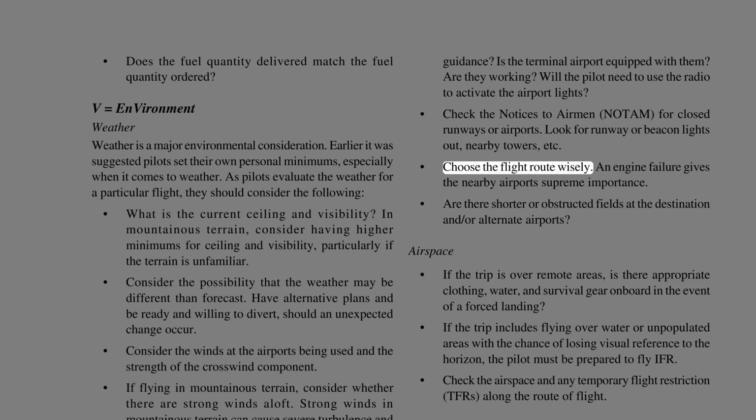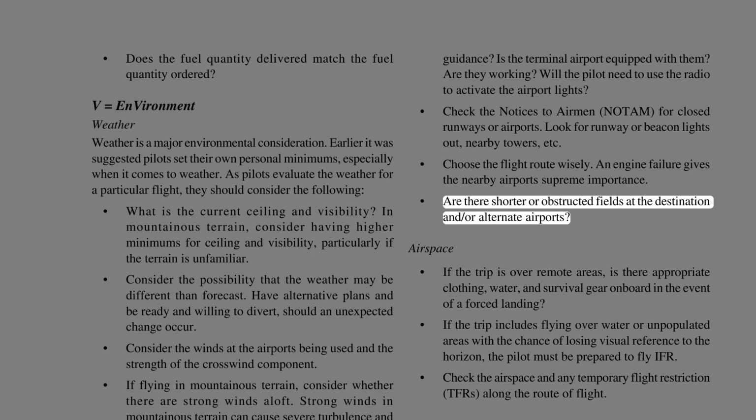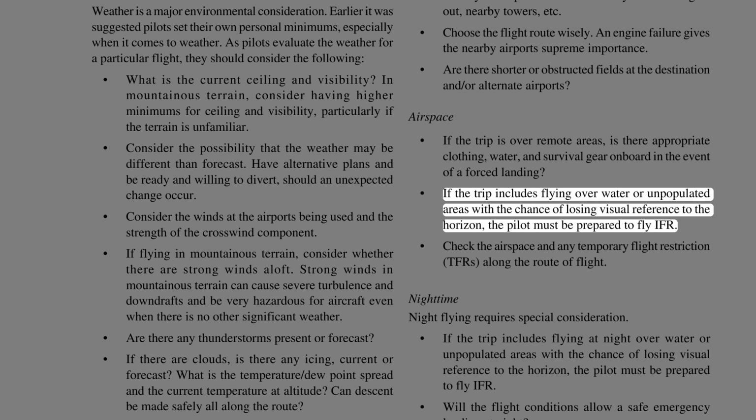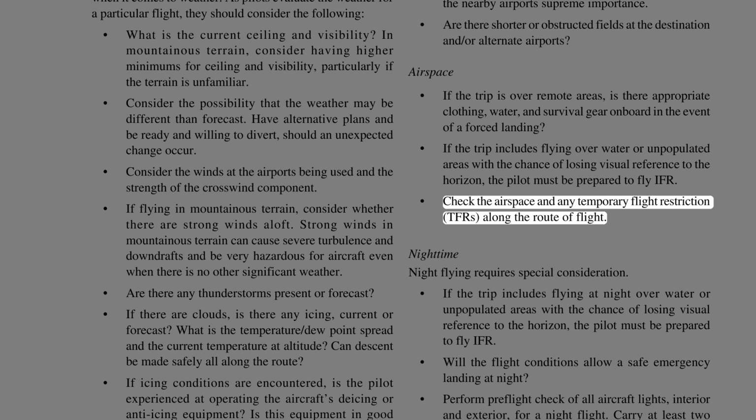Choose the flight route wisely. An engine failure gives the nearby airports supreme importance. Are there shorter or obstructed fields at the destination and/or alternate airports? Airspace. If the trip is over remote areas, is there appropriate clothing, water, and survival gear on board in the event of a forced landing? If the trip includes flying over water or unpopulated areas with the chance of losing visual reference to the horizon, the pilot must be prepared to fly IFR. Check the airspace and any temporary flight restrictions (TFRs) along the route of flight.